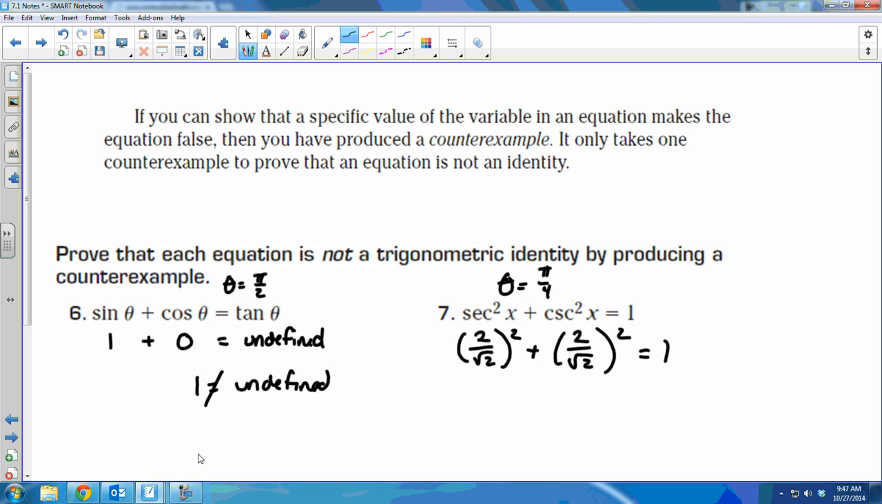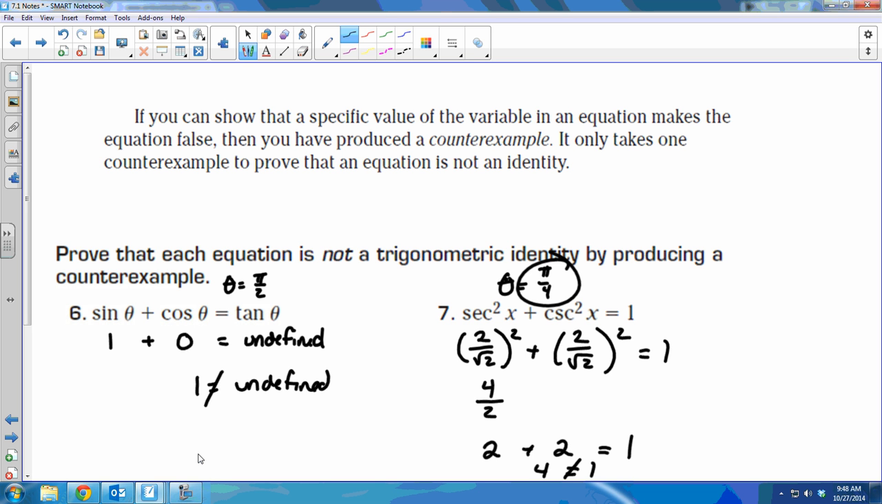So in this case, we square the top and the bottom. So 2 squared is 4. And the square root of 2 squared is 2, so that's 4 over 2, which is just 2, and that happens both times. And what's 2 plus 2? It's definitely not 1. So pi over 4 would be a perfect counterexample for that.